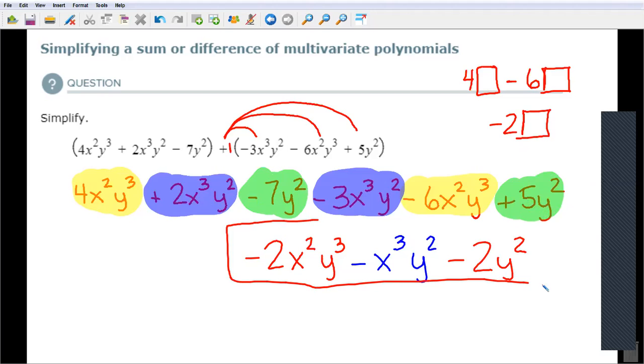And the last thing I want to just bring up, like I mentioned before, you don't have any terms here that are like terms. This first term has x squared y to the third. This one's got a 3 and a 2. It's got an x and a y, but the letters are flipped. Instead of x2y3, it's x3y2. And this last one here, -2y squared, that doesn't have an x, so you can't combine that with anything. So this would be your final answer.